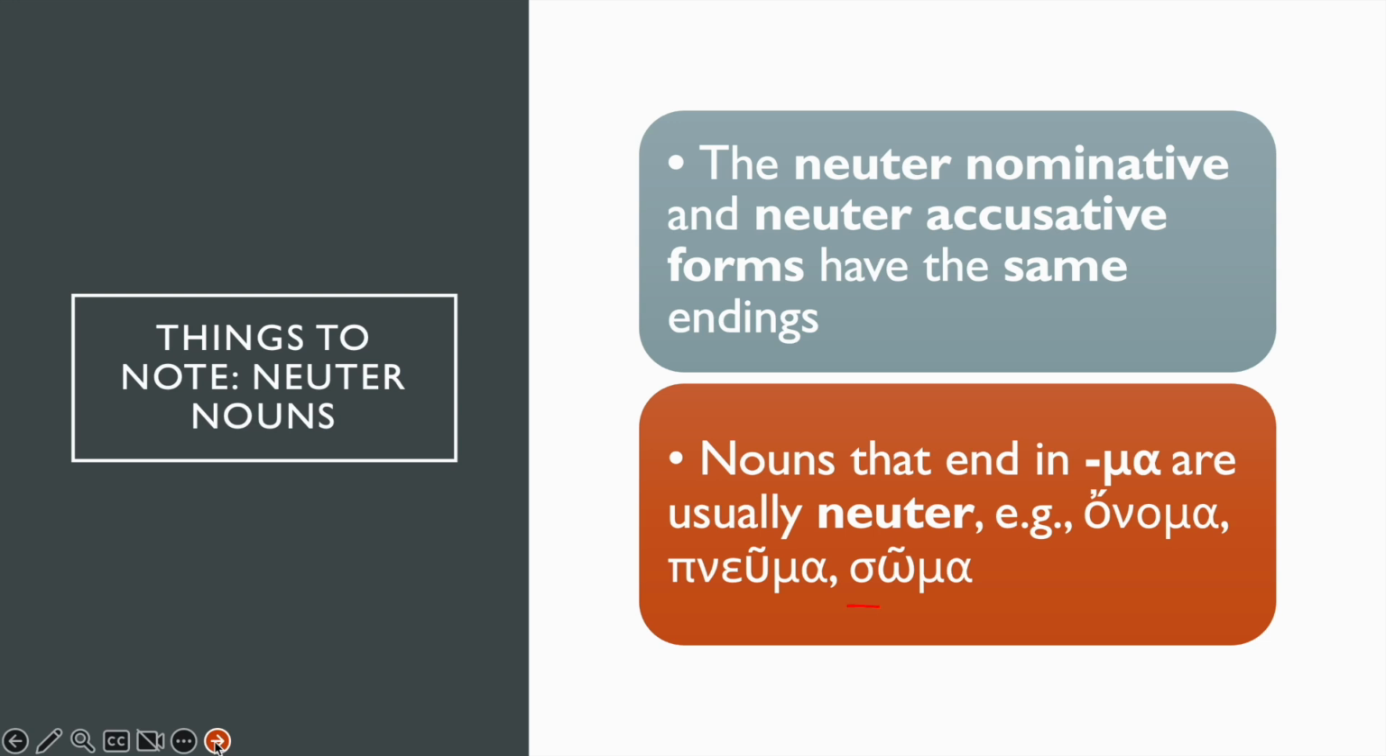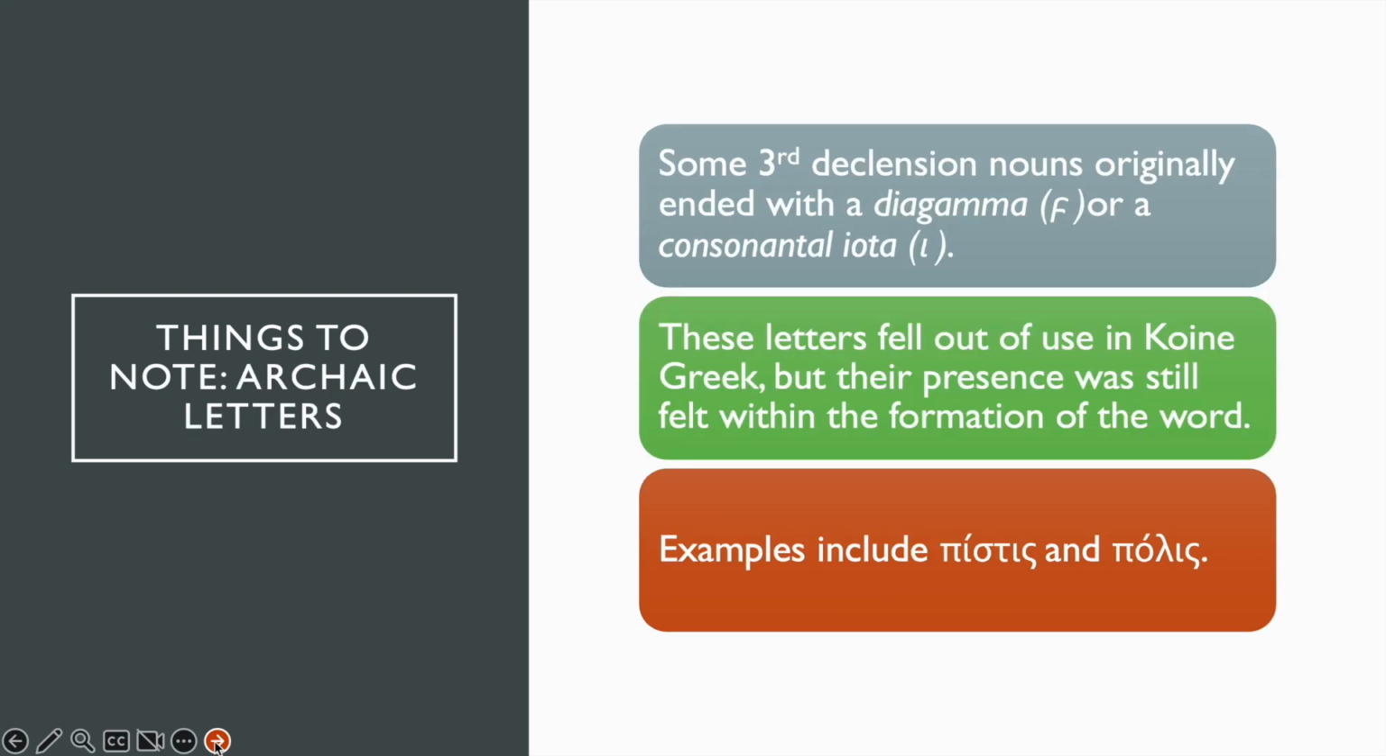So I've put three there, onoma, pneuma, and soma. Also, thelema. Just a note, there are some third declension nouns that have what are called archaic letters. That is, letters that existed in earlier forms of the Greek language, but by the time we get to the Koine period, their presence was gone. They weren't visibly there, but their presence was still felt. So two examples are the digamma, which is like a lower F, and a consonantal iota. Examples of a consonantal iota are pistis and polis. Pistis is faith, polis is city.